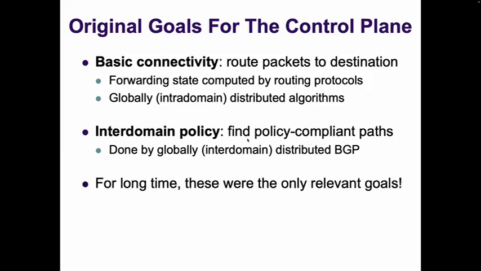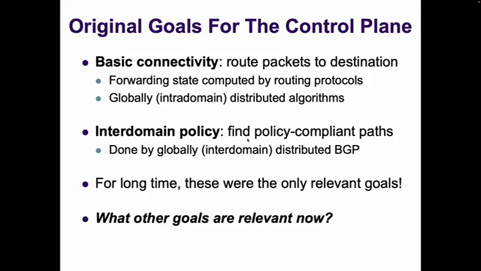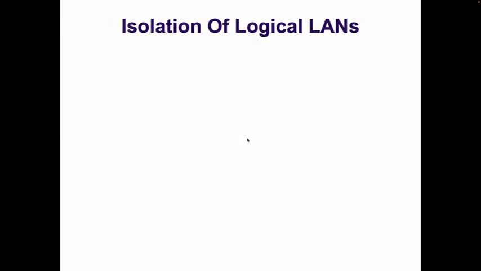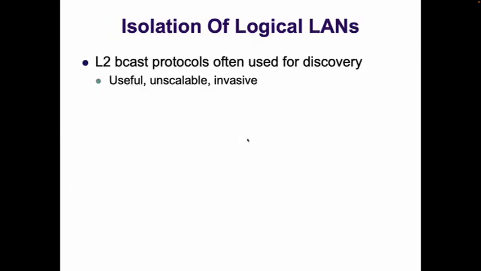For a long time, these were the only relevant goals. So what other goals are relevant now? What's made the networks more complicated? Here are a few examples. There's isolation of logical LANs, these L2 networks that I think you just talked about.